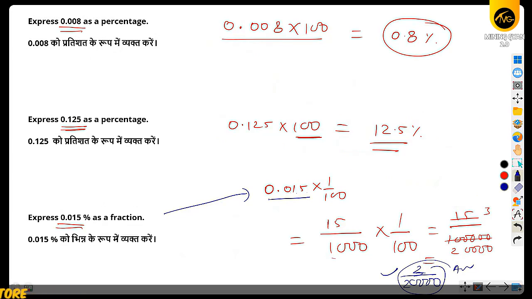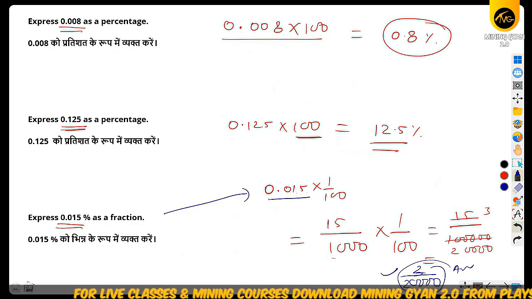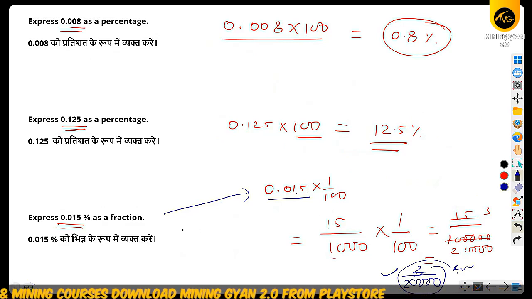So remember two things. If you convert any decimal number or fractional number into percentage, just multiply by 100 on that number. And if you want to convert any percentage into fractional form or the simple number or natural number, you can just multiply 1 divided by 100 into that number. This is the basic logic to convert the percentage or the fractional form.